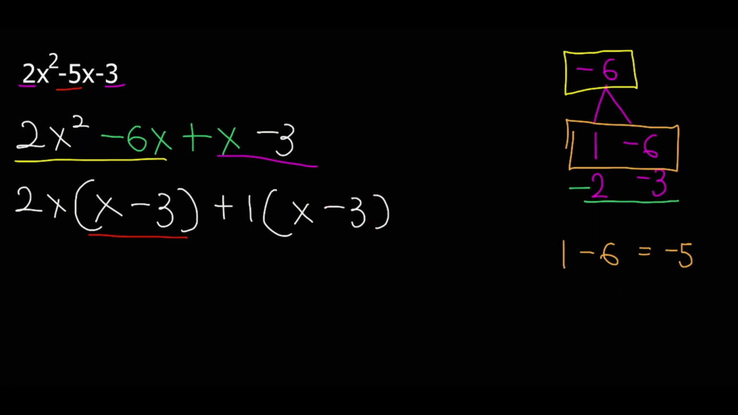Now our brackets are the same, so we will have x minus 3 and we have 2x plus 1, and so this is our answer.